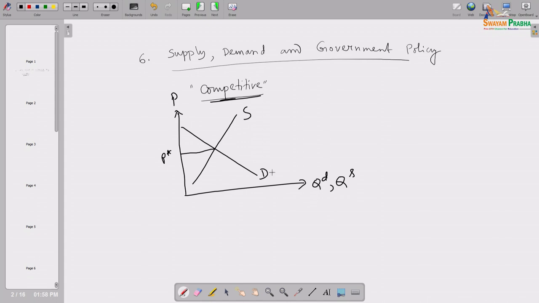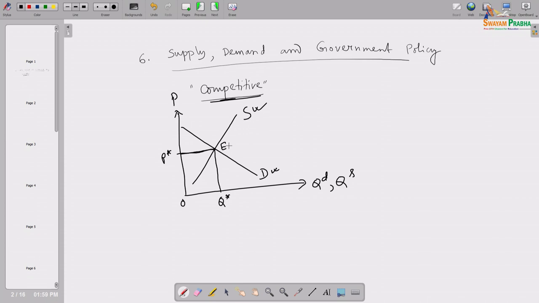In that way, this is the demand curve, this is the supply curve, and this is the equilibrium price determined in that market, say OP star amount of price for each unit of the commodity at which each unit will be transacted, and OQ star amount of commodity will be transacted in that market, right? That is the equilibrium. When we say equilibrium, we are conveying these two messages: what is the equilibrium price and what is the equilibrium quantity in that market, right?